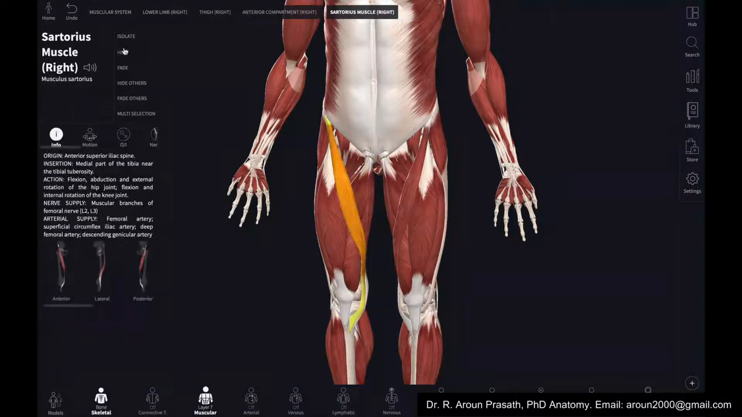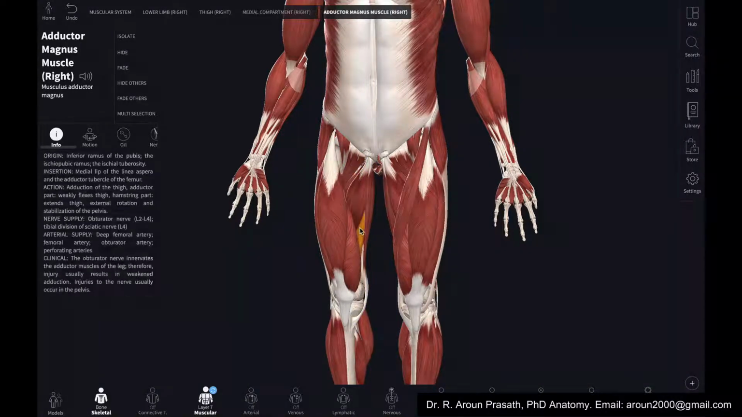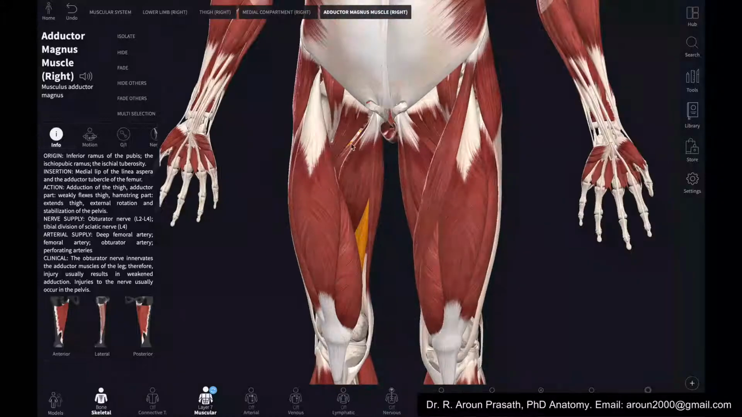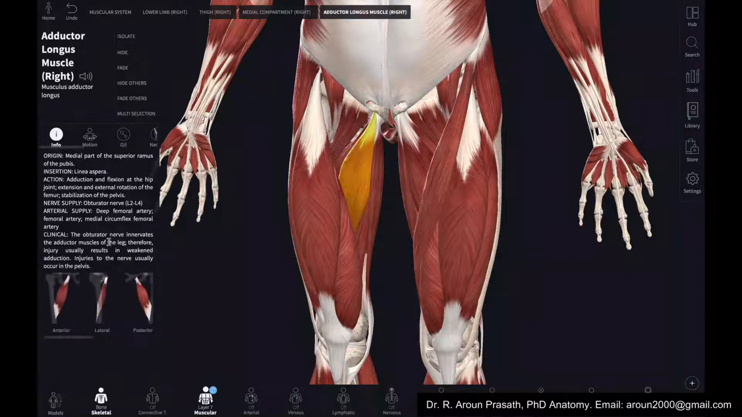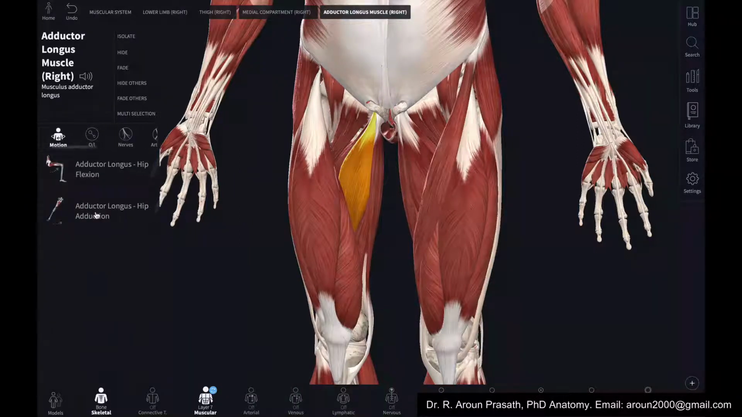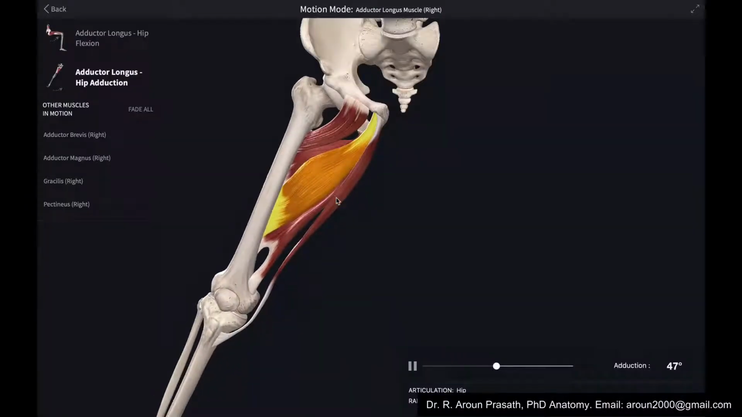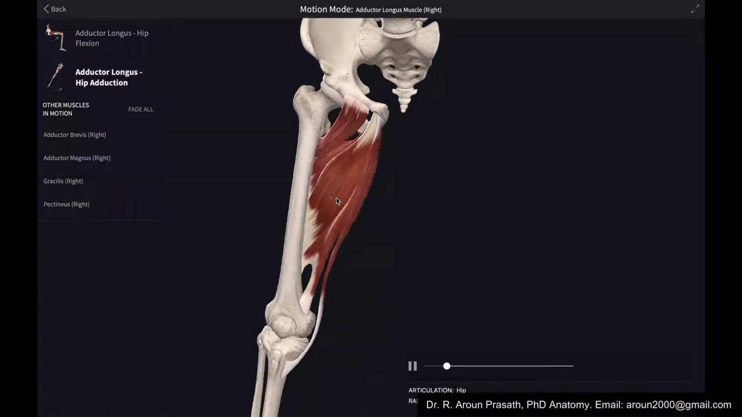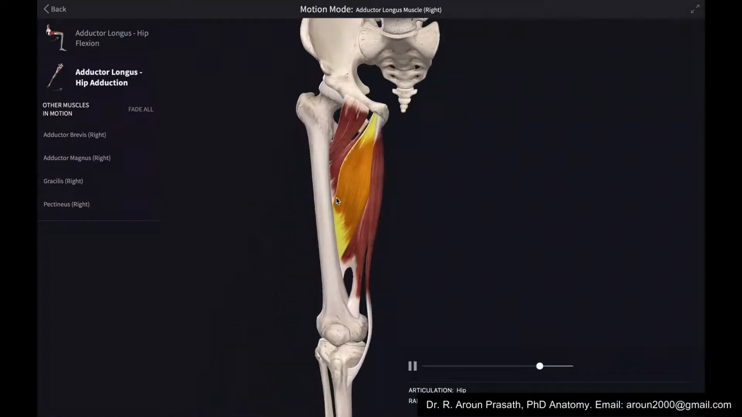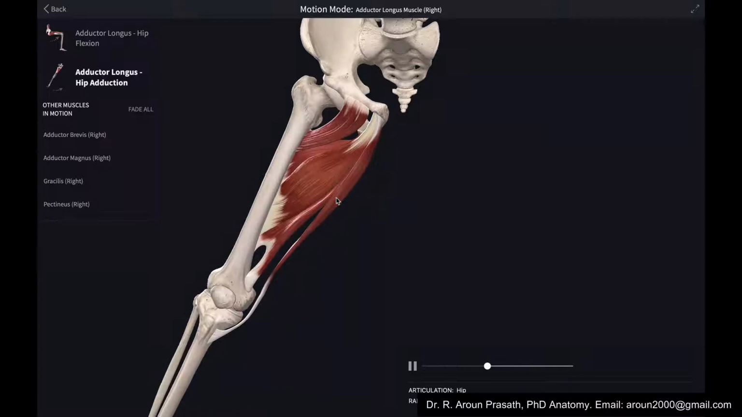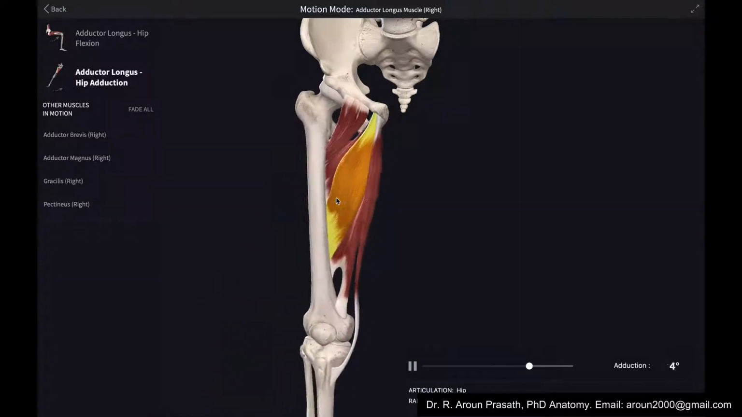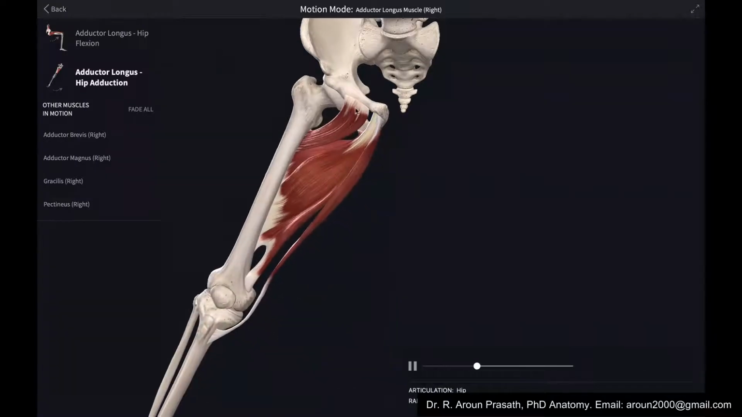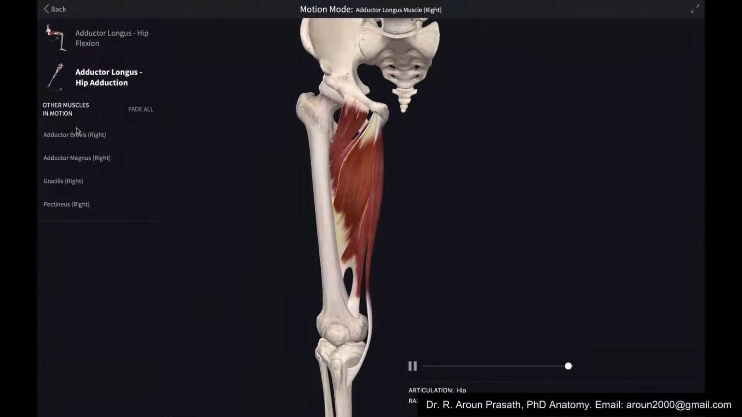Then underneath you have the adductor magnus and adductor brevis. These are the adductor muscles. Okay, so this adduction is done around 30 degrees, and adduction movement can be seen in the hip joint, whereas abduction is movement of the limb away from the medial plane.